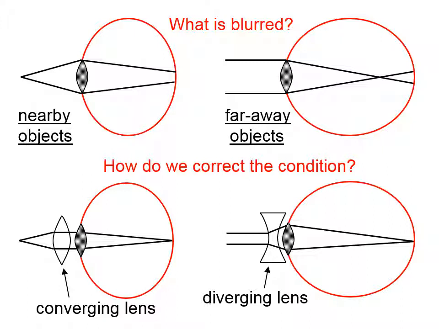When I was a kid, before I had LASIK done, I had diverging lenses, and it always seemed like the lenses were thicker at the edges than at the center, and it turns out that they are thicker at the edges than at the center.